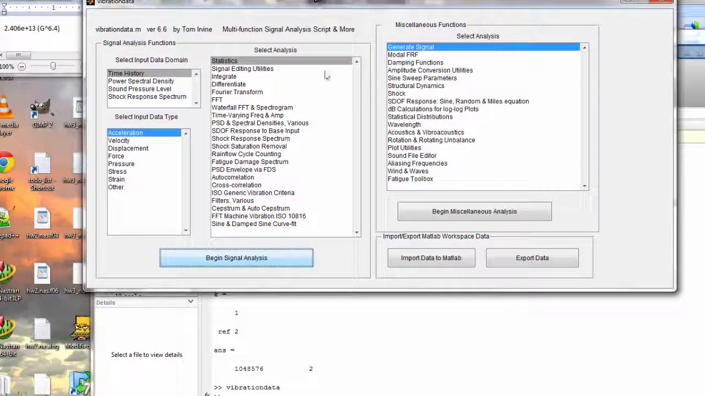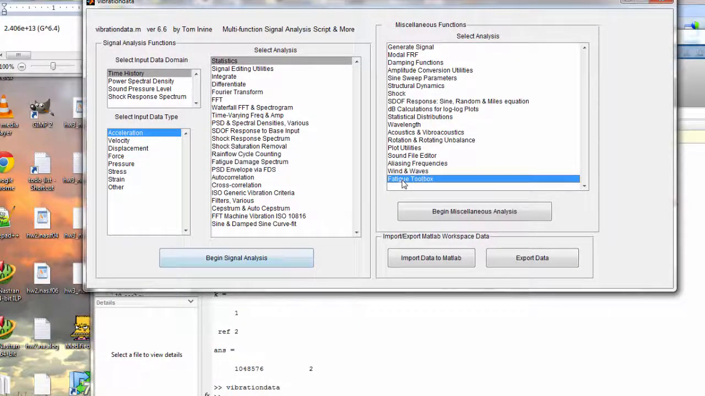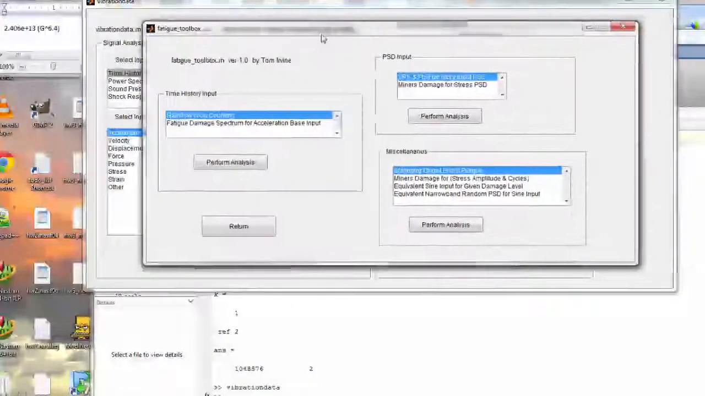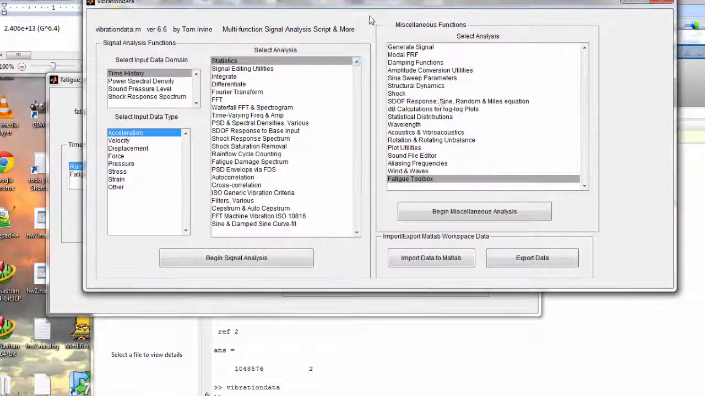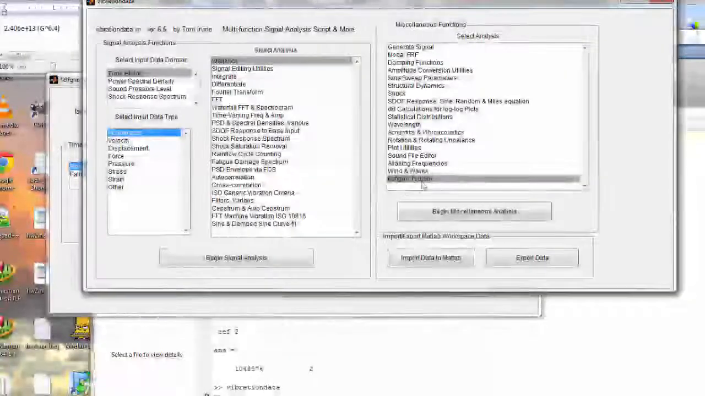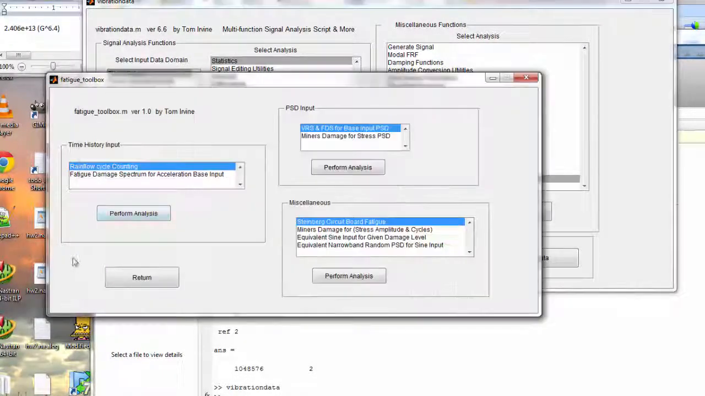But let's go ahead. One of the things I've added for version 6.6 is that I've had different fatigue things in different places, and I wanted a way to group all the fatigue functions together. So I have the fatigue toolbox. Let's go to the fatigue toolbox here. You can see one of our favorites that we covered, I think two weeks ago, Steinberg's circuit board fatigue. I've moved that. It used to be directly under miscellaneous, but now it's grouped together in the fatigue toolbox.